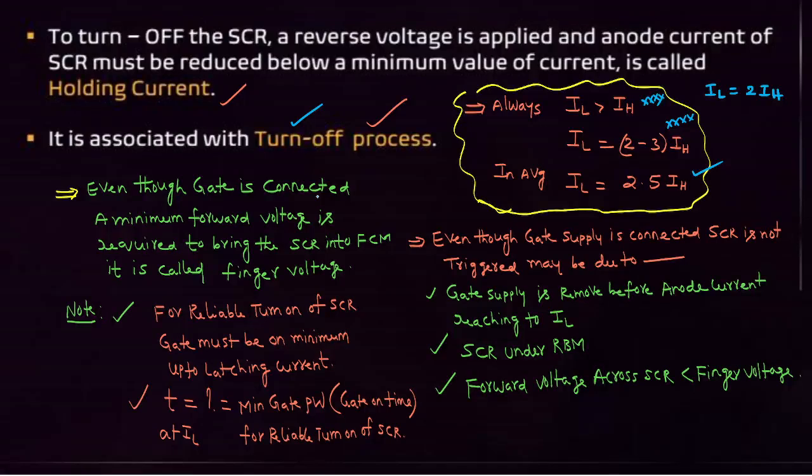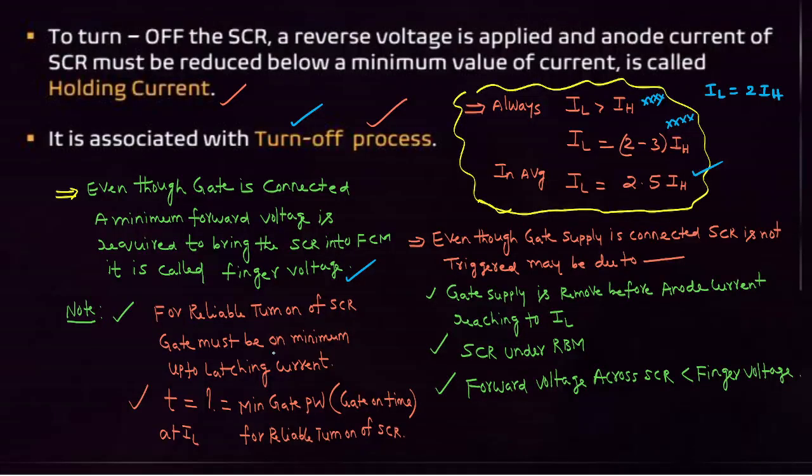Even though the gate is connected, a minimum forward voltage is required to bring the SCR into forward conduction mode. It is called finger voltage. We know that if the gate current increases, the forward voltage required is reduced. But is it possible to bring the SCR into conduction mode without any forward voltage? Not possible. Even though you connect the gate, you must apply some minimum forward voltage. That voltage is called finger voltage.